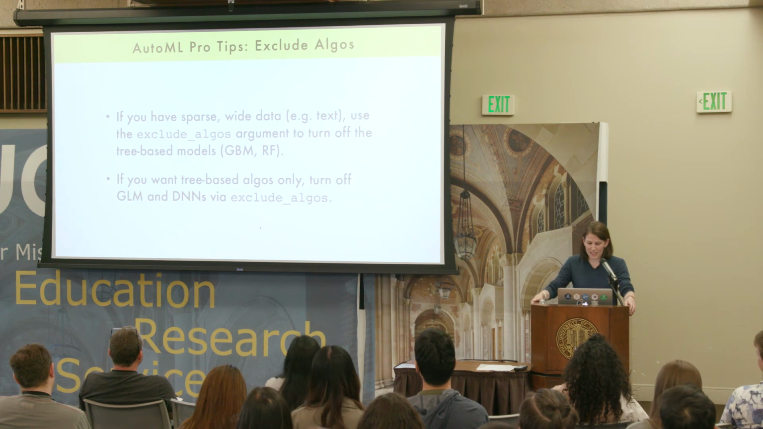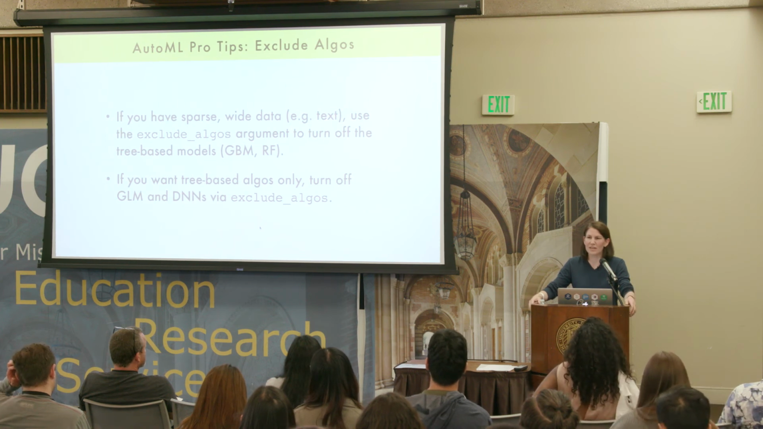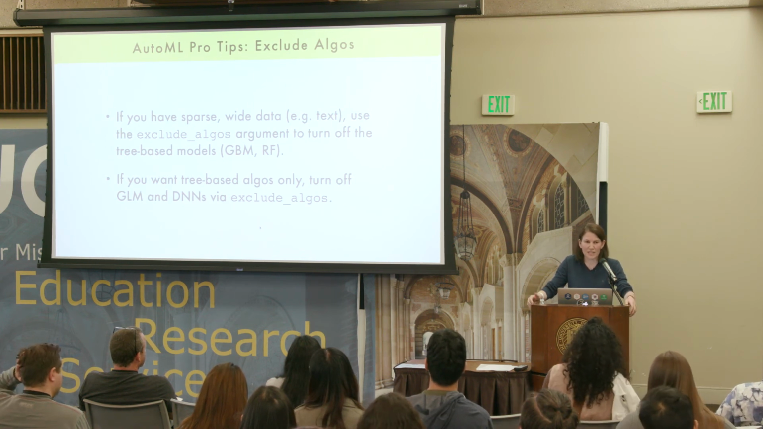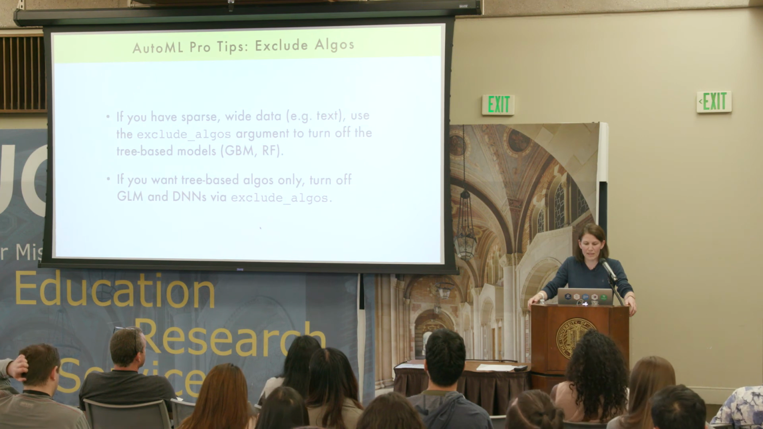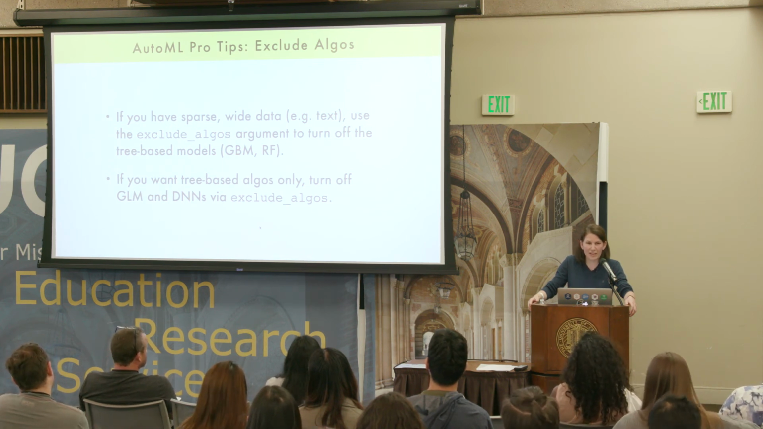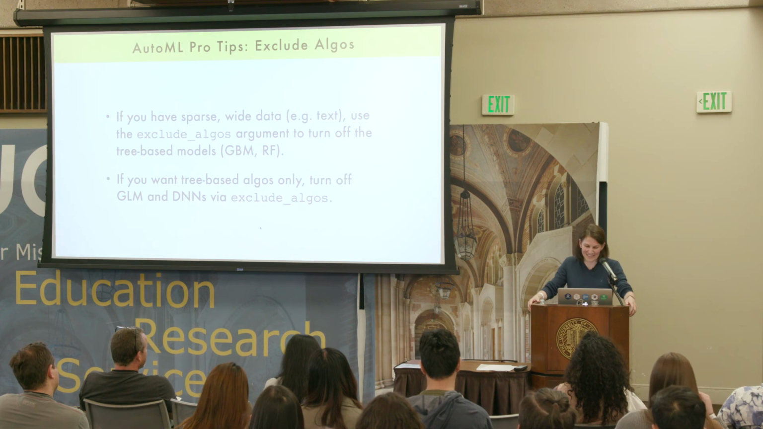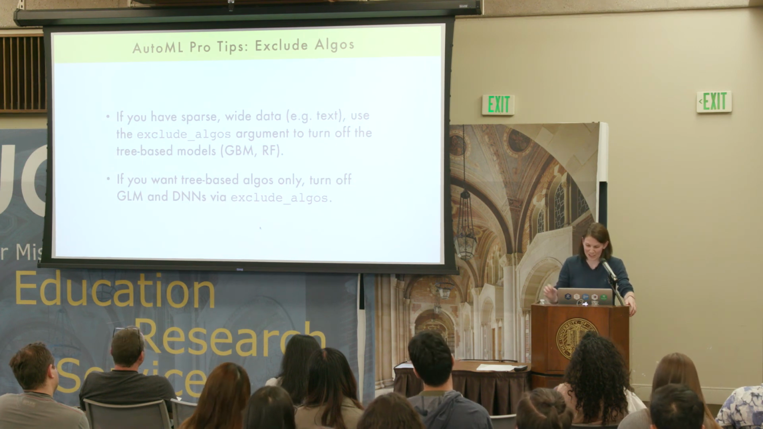So I mentioned this already. This is the exclude algos parameter. So if you have very weird data that you know is not going to do well with certain algorithms, you can turn on and off the different algorithms. We also just added include algos because people wanted to include them rather than exclude them. I don't know why, but it was a good suggestion, I guess.